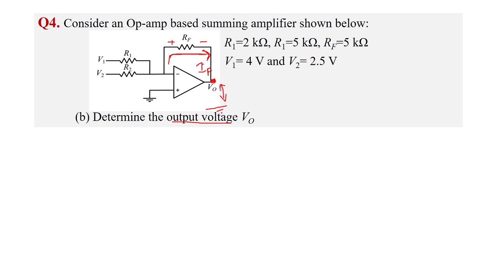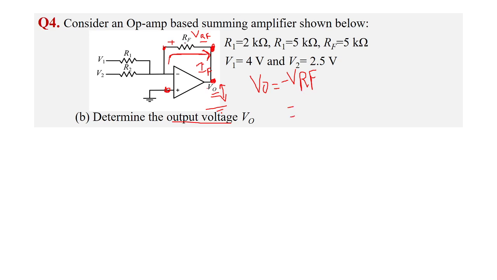Okay, this is V0. So what is the polarity? For example, if the voltage across RF is VRF, then V0 will be just the reverse of VRF, so V0 will be equal to minus VRF. Whatever is the voltage across this point, that is VRF. So we will find what is VRF.